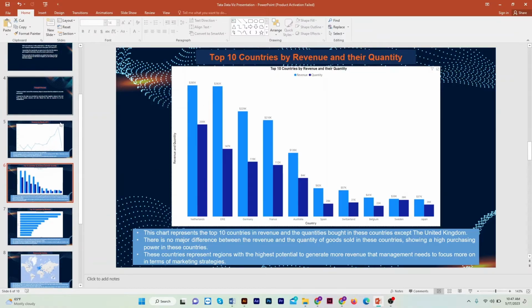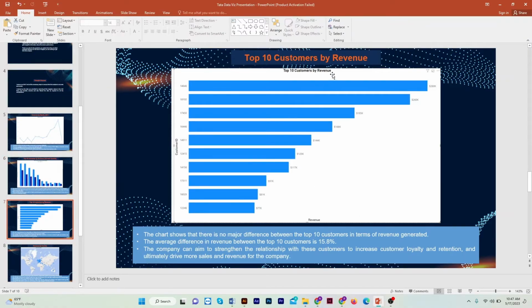And now moving on to the third question, the CMO wanted to see the top 10 customers and the revenue that these customers generated. So we can see the difference between the first customer and the 10th customer is at an average of around 15.8%. And so that means there is no major significant difference between these customers. However, these are very significant sales, and the company can try to incentivize these customers to strengthen the relationship to increase these customers' loyalty and the retention rate.